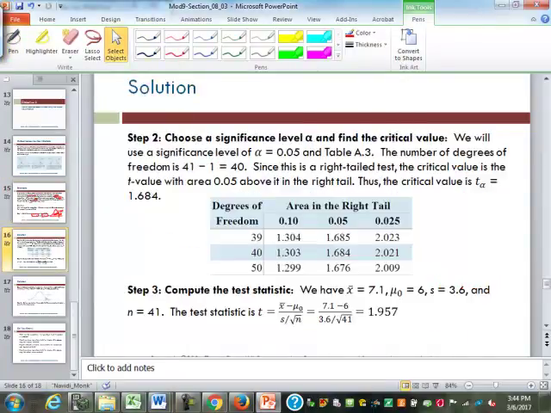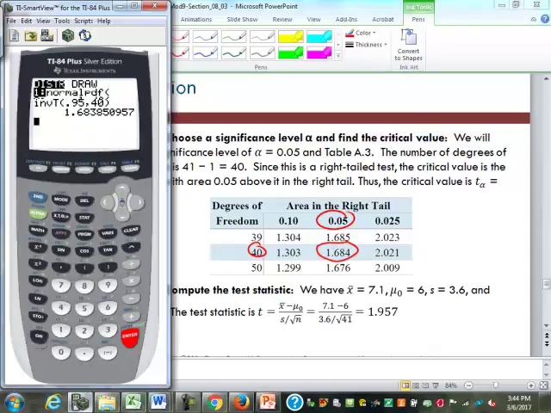Now if we look at the table, right tail area 0.05, 40 degrees of freedom, that's why they use the 41. It's very typical when they're doing a t-test to give you 41 or 36, so when you subtract 1, you get a nice round number that will be in the table. So the 1.684 is exactly what I found on the calculator.